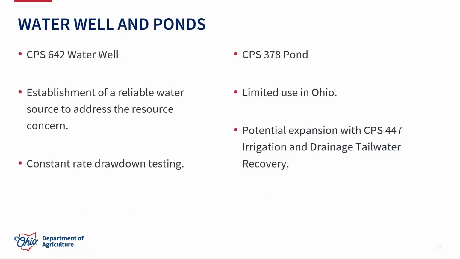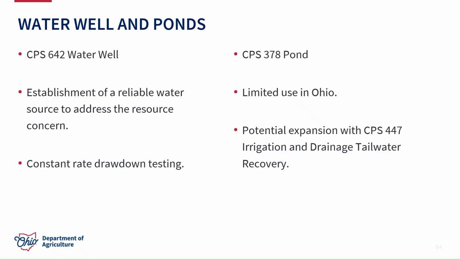Some items that may come up as we're needing to develop water sources or we're doing some tailwater recovery. Conservation Practice Standard 642 is for developing a water well, right? And this would be to establish a reliable water source where there isn't one existing currently on the farm, and to address that resource concern of water quantity. One thing that we discussed, right, we want to make sure per our existing guidance to perform that constant rate drawdown testing to make sure that the well is able to supply the needs of the micro irrigation system.